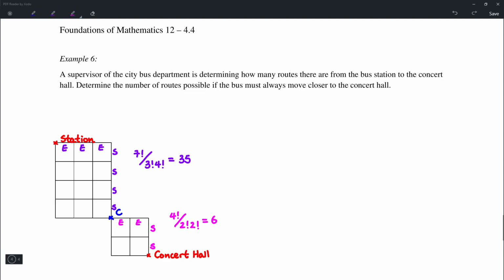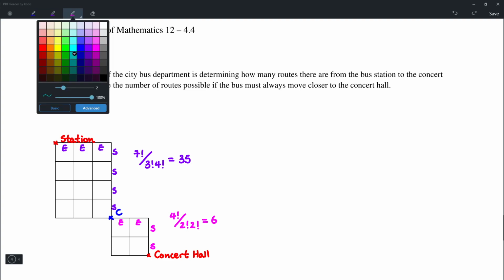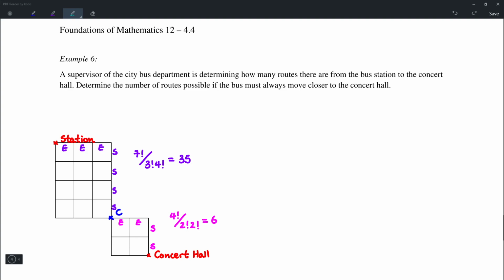Now, by the fundamental counting principle, in order to count the total number of pathways going from the station to the concert hall, we need to multiply 35, which is the number of ways to go from the station to point C, by 6, which is the number of ways there are to go from point C to the concert hall. So there are 210 paths or routes.